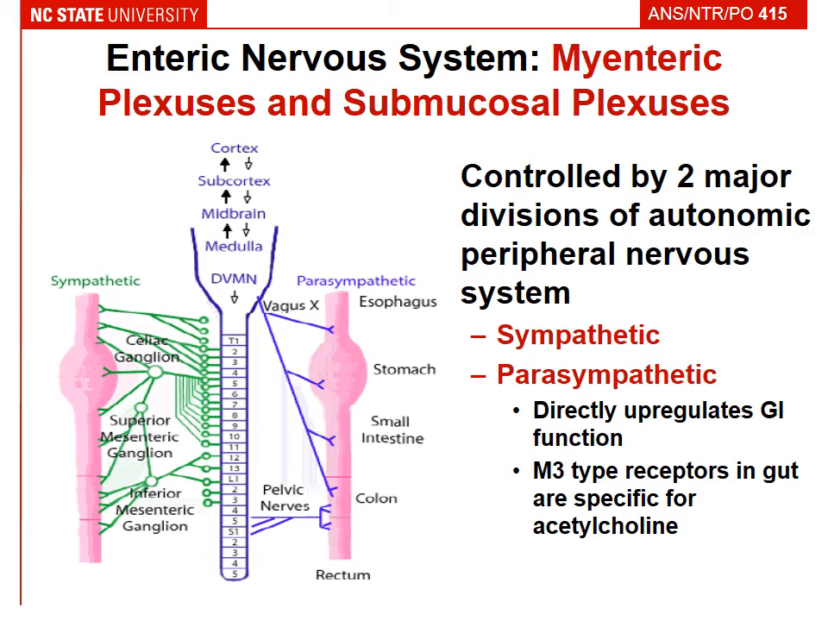So here we have a picture of the myenteric plexus and the submucosal plexus. We can see our parasympathetic here on the right and our sympathetic on the left. You can see this vagus nerve controlling the majority of the GI tract, where the sympathetic has many nerves that are controlling the GI tract. The parasympathetic upregulates the GI function, and they have receptors specific for acetylcholine.